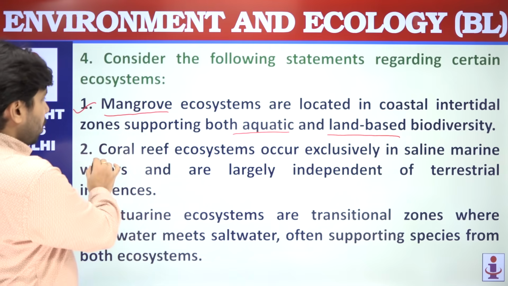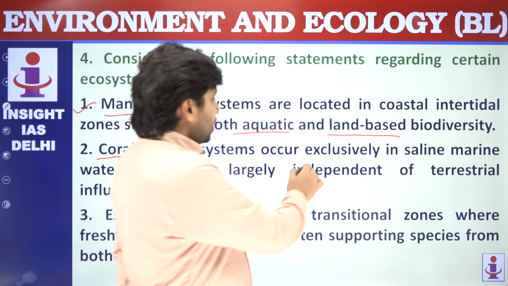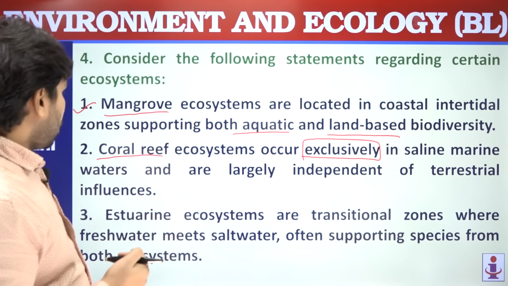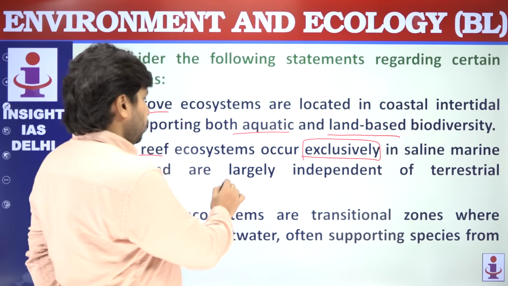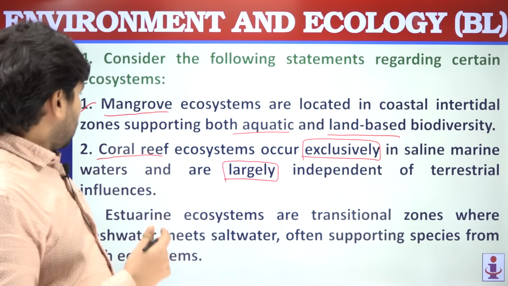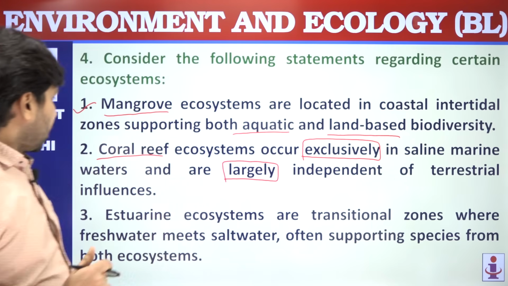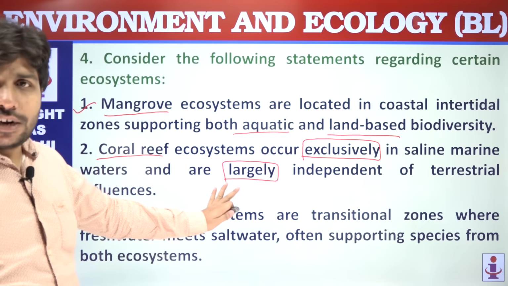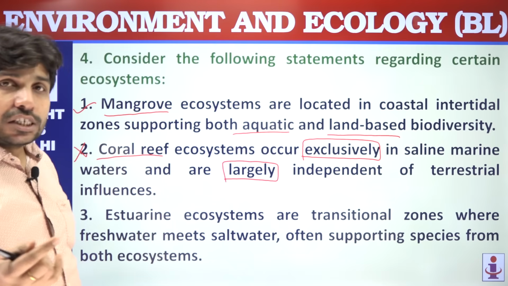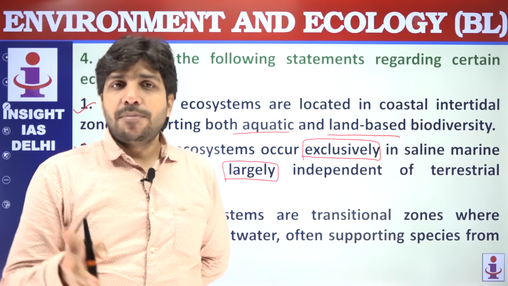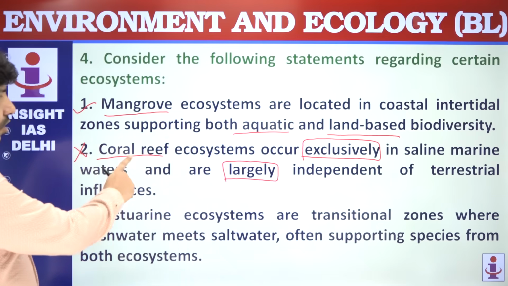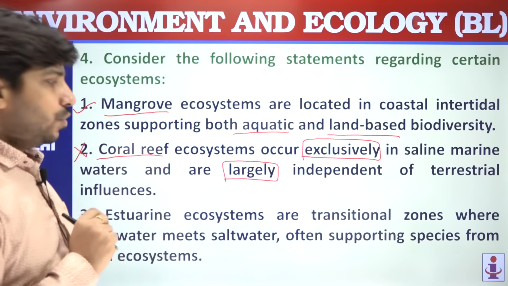Second statement is about coral reef. It occurs exclusively in saline marine waters and is largely independent of terrestrial influences. Largely independent means it is not totally dependent on terrestrial. So this is actually the correct definition of coral reef, but it is not meeting the demand of the question, which is asking about ecotones with simultaneous influence of land-based and water-based ecosystems. So that makes statement 2 not correct in the context of the question.